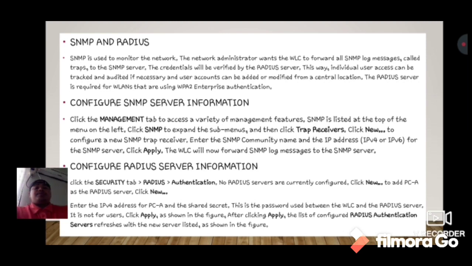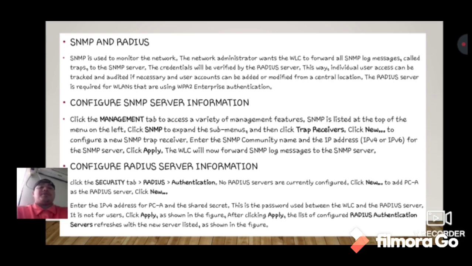SNMP and RADIUS. SNMP is used to monitor the network. The network administrator wants the WLC to forward all SNMP log messages, called traps, to the SNMP server. The credentials will be verified by the RADIUS server. This way, individual user access can be tracked and audited if necessary. If user accounts can be added or modified from a central location, the RADIUS server is required for WLANs that are using WPA2 Enterprise authentication.